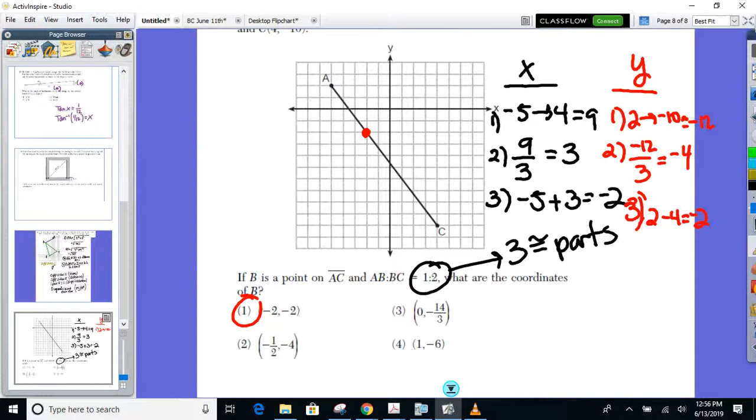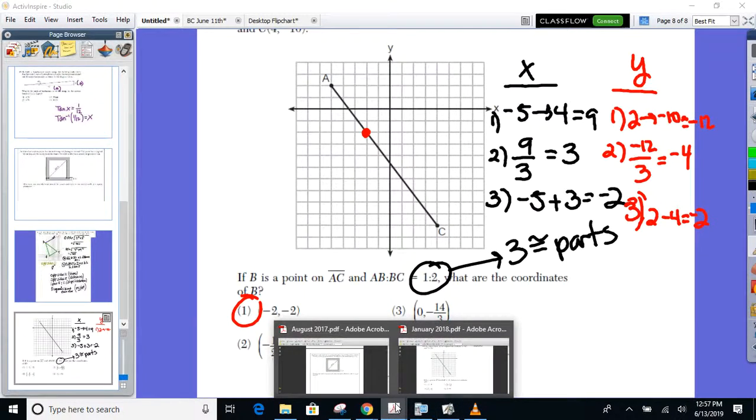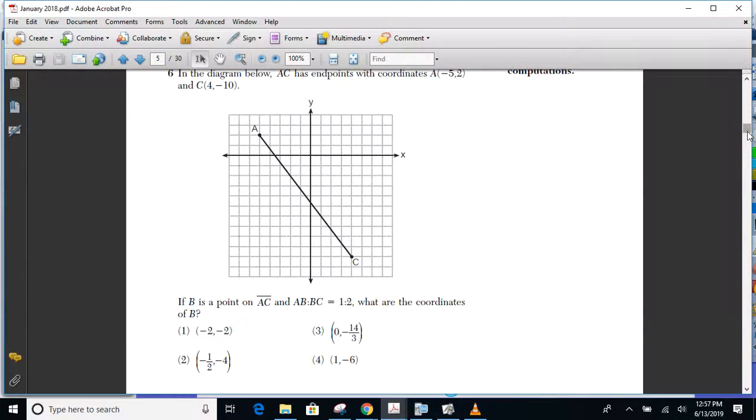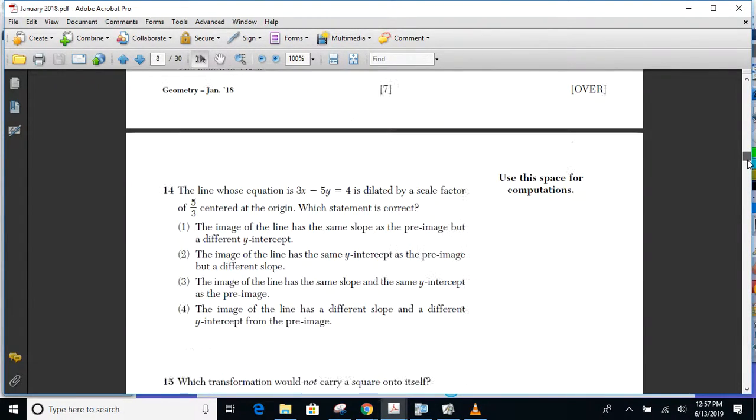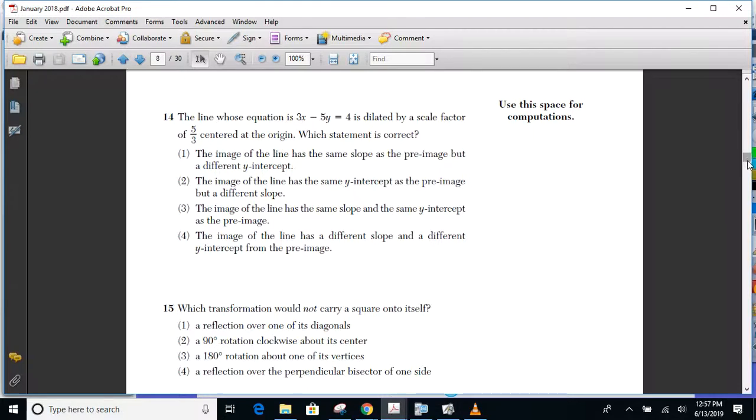Now I'm taking questions from January 2018. I forgot to ask. I put a question mark next to it. What was the question? It was like 14? 14. Yeah, what about it? Like line dilation.